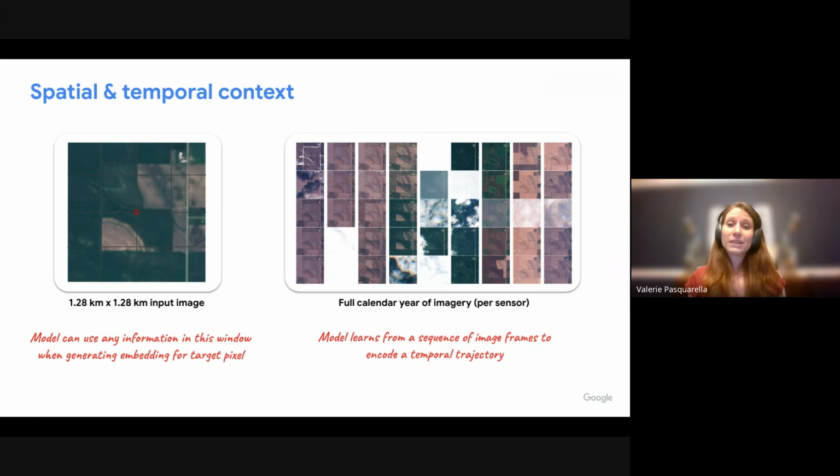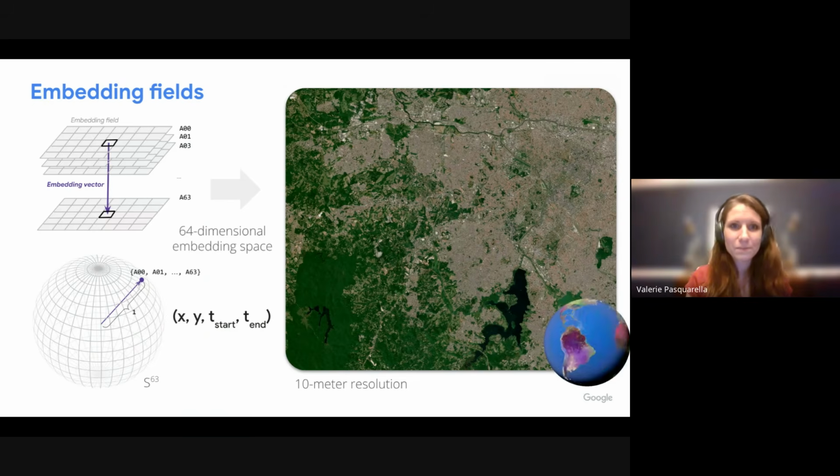And when we're dealing with the satellite embedding data set, where we're summarizing a full year of imagery, you can imagine you get many, many different views of the same place. The model is able to use that series of images to encode a temporal trajectory. So things like phenology, seasonal snow cover, anything that the model is able to see through that series of images can be encoded as part of the embedding signal.